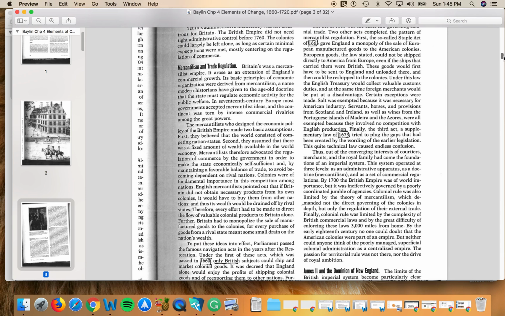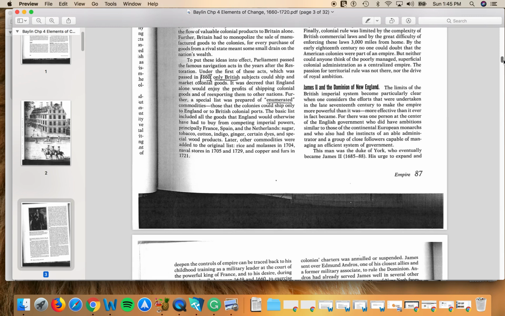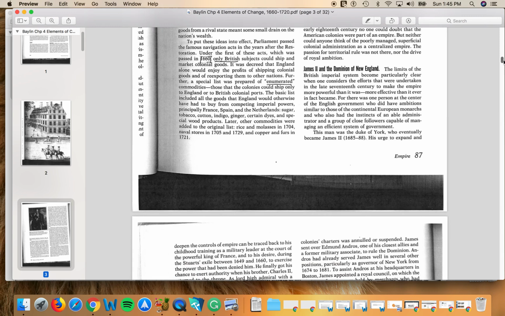By the time we get to page 87 here, we're looking at mercantilism. My lecture covers that, so I won't go into heavy detail, but you'll want to know exactly what mercantilism was, and also how mercantilism applied and affected the early British colonies and colonists.